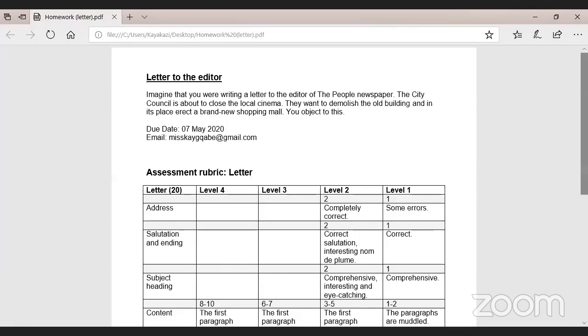Can you guys see it on your screen? Quickly. Yes, ma'am, we do. All right.